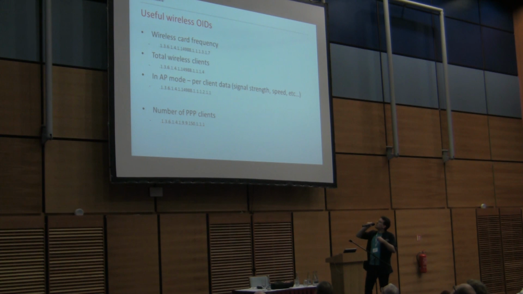Useful wireless OIDs, for example, wireless card frequency is right here, total number of wireless clients. If you are in access point mode, you can get a lot of per client data, like signal strength on every individual chain, signal to noise ratios, everything, speed of every single user, after modulation. There is a lot of data under this OID. And you can even get useful things like the number of PPP clients for your PPPoE concentrators or for your VPN concentrators. That's under this OID.